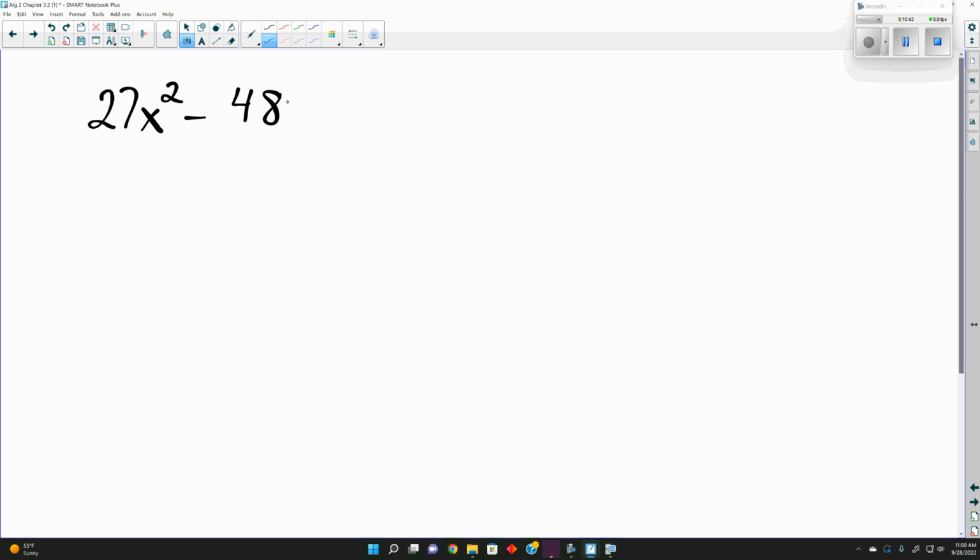Is there a number multiplied by itself that gives us 27? No. In 48, there's not one. But is there a common factor between 27 and 48? Because what times 3 is 27? And if we divide 48 by 3, 3 goes into 4 how many times? Once, which leaves us with 18. 18 divided by 3 is?